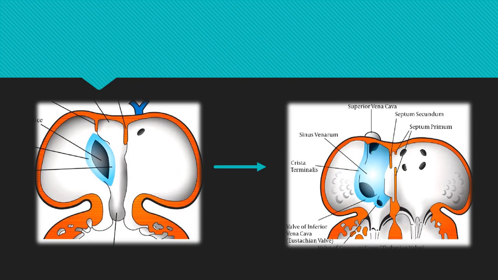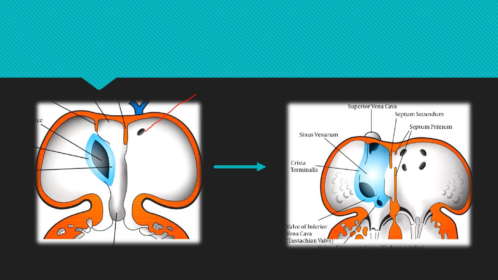Now coming to the left atrial part. Initially in the left atrium, the dorsal wall of the left atrium receives a single pulmonary vein. Then the single pulmonary vein divides into two branches, one for each lung. Each branch is subdivided into upper and lower branches.